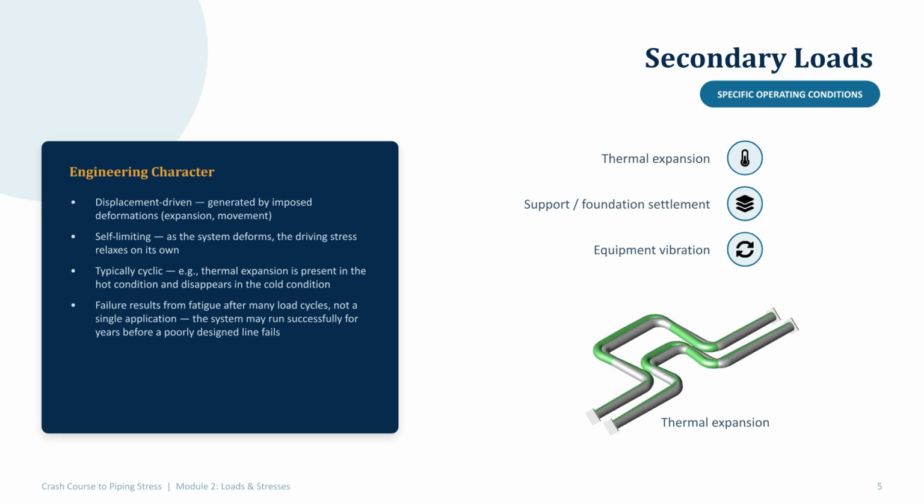Third, secondary loads are typically cyclic. They turn on and off. Thermal expansion is a perfect example. It's present when the pipe is hot and running, and it essentially disappears when the pipe cools back down, say during a shutdown.